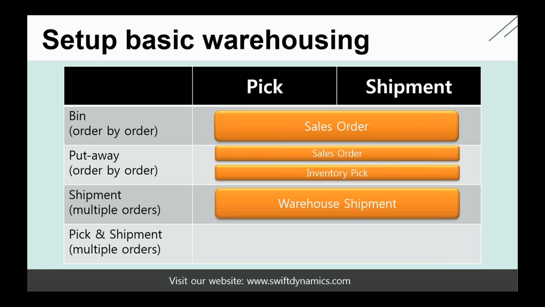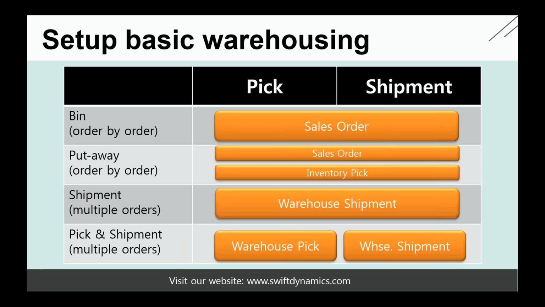You may also require the function to ship multiple orders at the same time. And by using warehouse shipment, this function will be enabled. And then last but not least, this option will give us the ability to separate the warehouse pick process and the warehouse shipment process in Microsoft Dynamics NAV. These are two very important overviews that we can use in order to see why we want to implement warehouse management, what is important for us, and what we want to emphasize.